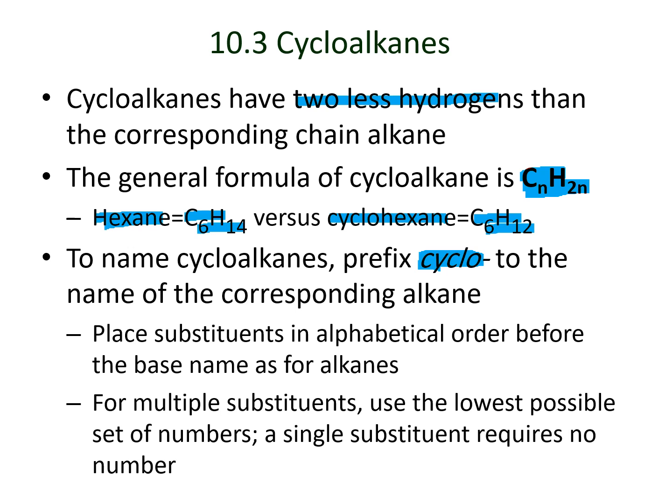Place the substituents in alphabetical order, so any branches will be named in alphabetical order, just like for the alkanes we did. And for multiple substituents, use the lowest possible set of numbers. The single substituent required no number with it. We simply write the name of the branch.